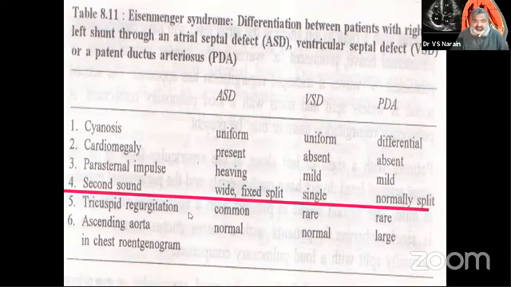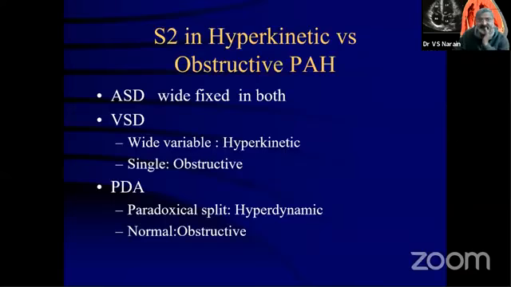Rajan Tandon that the second sound could let you know what you are dealing with when you have Eisenmenger. If you're dealing with the ASD, it is a wide fixed split. If you're dealing with VSD, it is a single second heart sound. If it is with PDA, it is a normal split. But I think this is an oversimplification because you don't get this all the time. But yes, if you have a wide fixed split, it could be Eisenmenger ASD, single, Eisenmenger VSD, and a normal split in Eisenmenger PDA, but simplified.